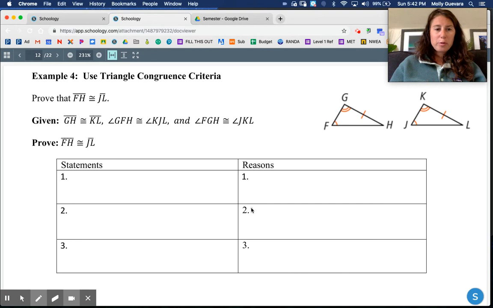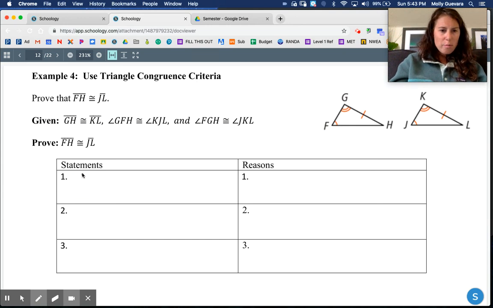Example 4 here is a quick proof. I want to prove that FH is congruent to JL. I want to prove the base sides are the same. And I'm given that GH and KL are the same, so there's that tick mark. I'm given the angles GFH and KJL are the same, so that's the one arc measure. And then FGH and JKL are the same by the two arc measures, right? So all the information I'm given is already in the drawing.